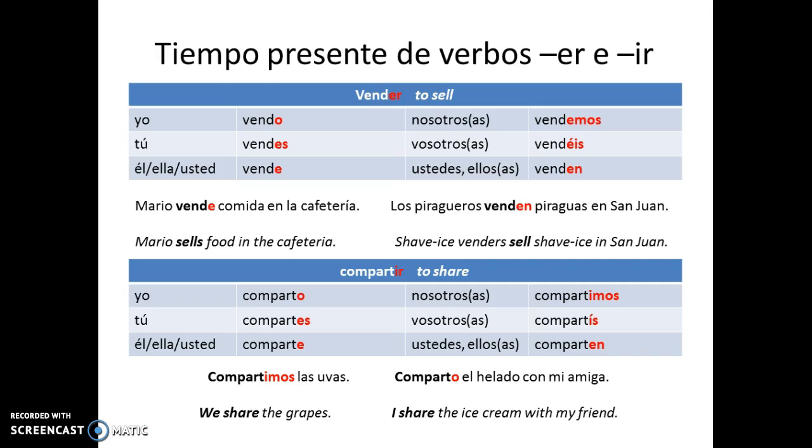So in summary, putting it all together, the endings for ER and IR verbs are very similar. There is only one difference, and that is in the nosotros and the vosotros forms. An ER verb conjugation sounds like this: o, es, e, emos, éis, en. And an IR conjugation sounds like this: o, es, e, imos, ís, en. Only one small difference here.